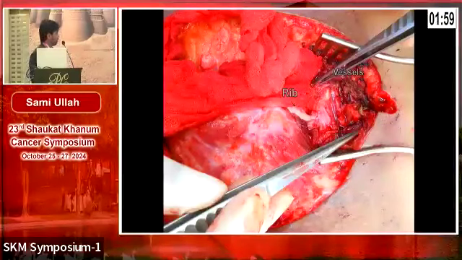So this is how it looks. This is the rib. The costal cartilage has already been removed, and these are the internal mammary vessels.